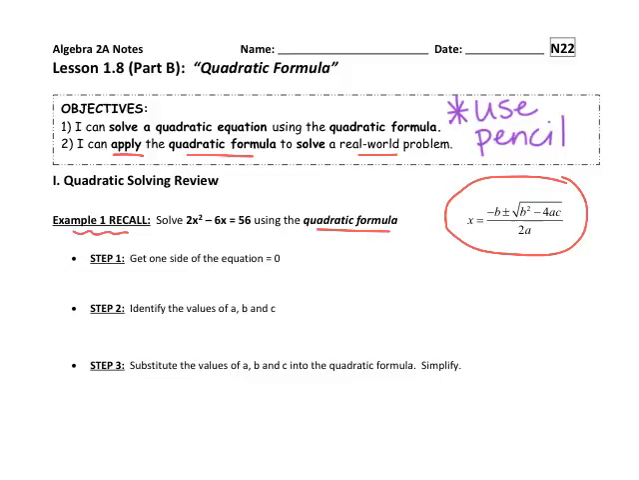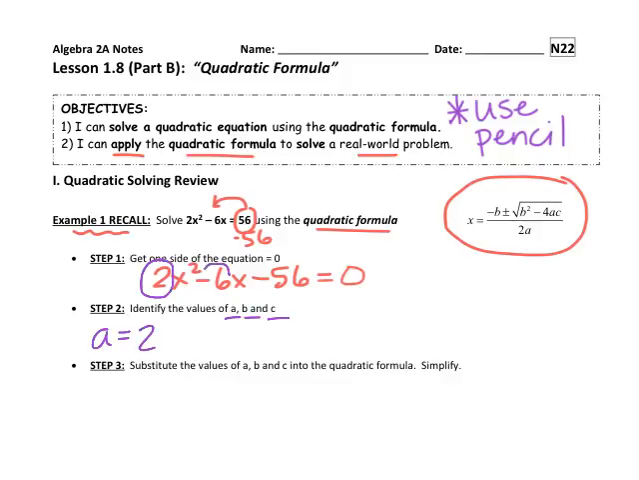In order to get started with this, we want to make sure that one side of the equation is equal to 0. You see the 56 on the right, we need to get that over to the left. So 2x squared minus 6x, and if I subtract 56 on the right, I also have to subtract it on the left. Now this is what my equation looks like, and I need to identify the values of a, b, and c. Well, a is the one in front of x squared, so a is going to equal 2. B is the one in front of the x, so b is going to equal negative 6. And c is going to be negative 56.